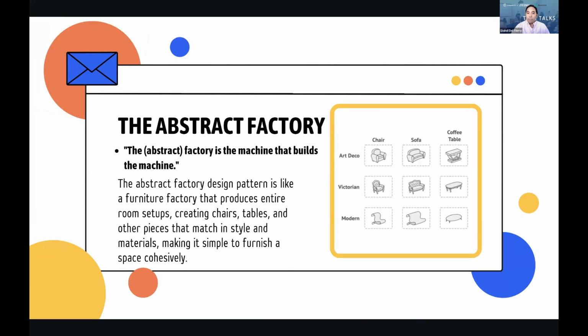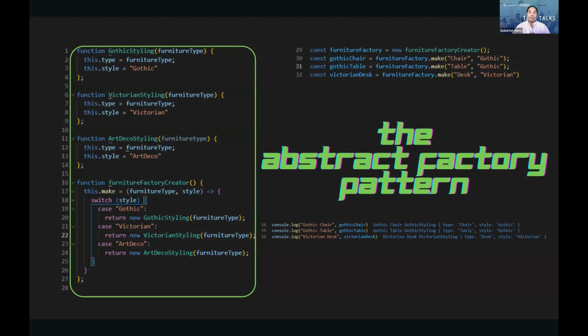The abstract factory design pattern is like a furniture factory that produces entire room setups, creating chairs, tables, and other pieces. They match in style and materials, making it simple to furnish the space cohesively. Let's focus on how the furniture factory is able to create loosely related pieces of furniture like a Gothic chair, Gothic table, and Victorian desk. The furniture factory creator acts as our abstract factory, allowing us to create different types of furniture with different styles. We can make a variety of different types and styles of furniture simply by passing arguments into the furniture factory creator's make method.